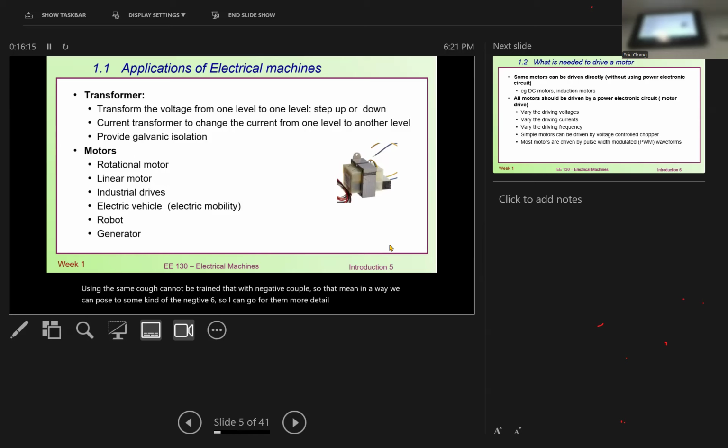So motor, of course, in here we have a number of different application topics in the motor, like rotational, linear, and then we look into the industrial drive. Then how we use power electronics to control the motor, how the transistor looks, how the circuit looks, how to operate the motor. That's the circuit we tend to use. We also go through some applications, like how to use the motor in vehicle, robot, and also generator. So that's a typical application for electrical machine.